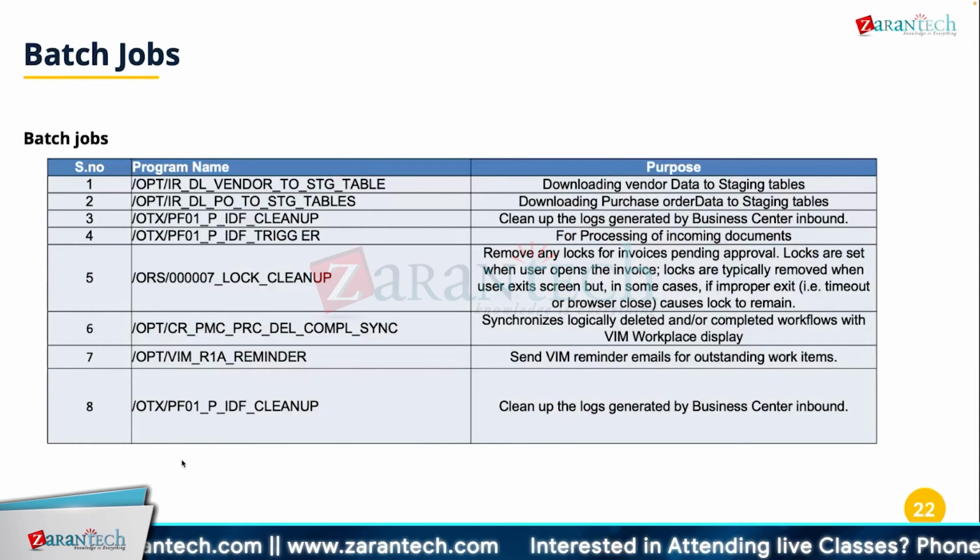BC and VIM. The first one is the vendor data to staging table. This is day one, you do the full load, and later on you can do a daily job or weekly job to increment the vendor master data to BC tables. And this is PO staging tables. This is a full load on day one and a daily load on day 2, because purchase order keeps changing every day. And this is also a daily job, PIDF cleanup.